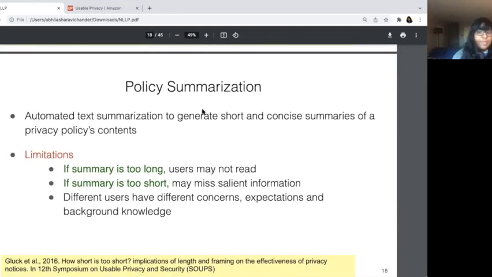But if the summary is too short, users may miss out on salient information that is actually present in privacy policies. There's more discussion on this topic in this paper by Gluck et al. called How Short is Too Short. But beyond length, the challenge is that different users have different concerns, expectations, and background knowledge. So it's very difficult to construct generic summaries of privacy policies that are going to meet all these user needs and requirements.